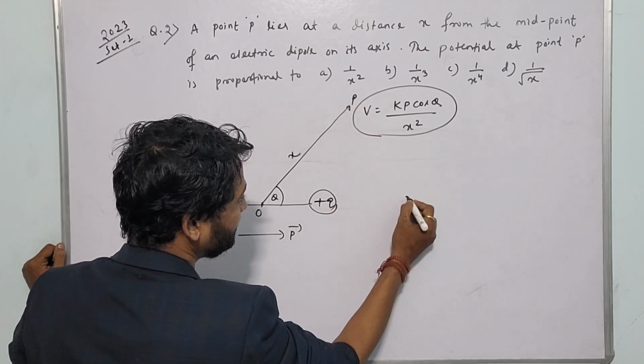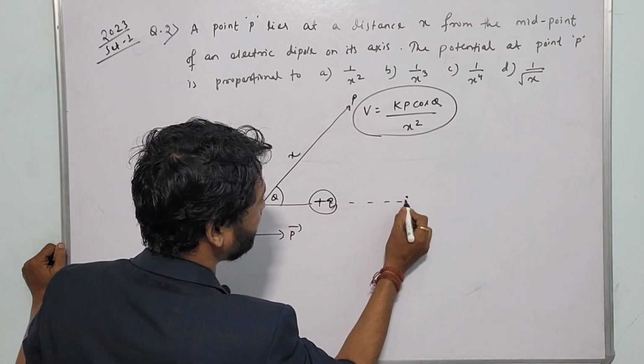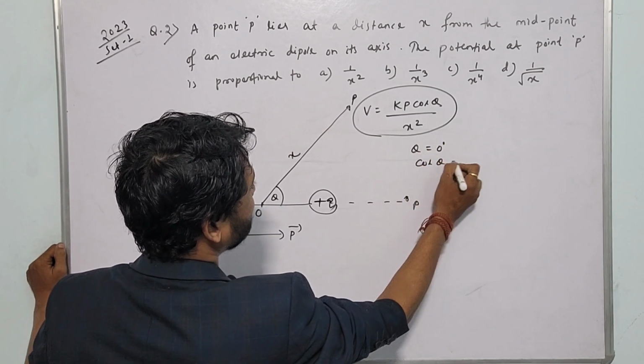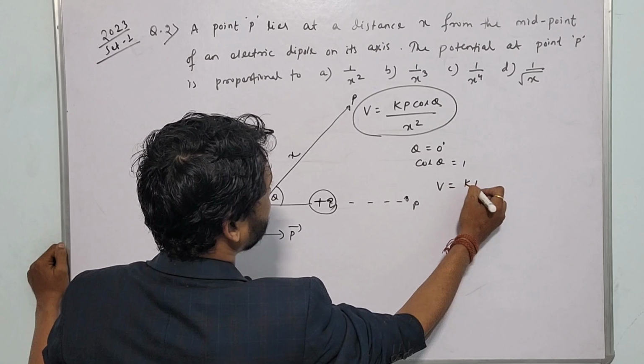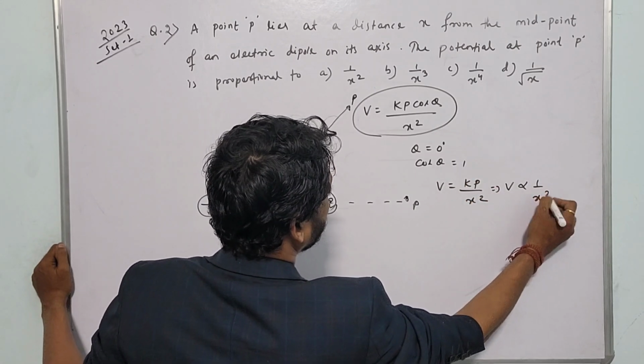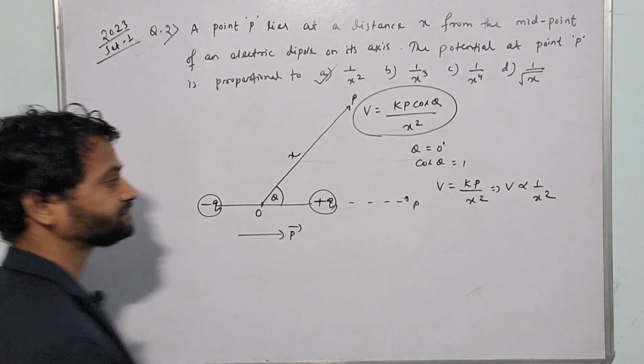Now the question is, what is the potential on the axial line? If I keep the point here, what is the angle? The angle will be 0. If theta is 0, cos theta will be 1. So V will be kp upon x square. So that means V is proportional to 1 by x square, option number A.